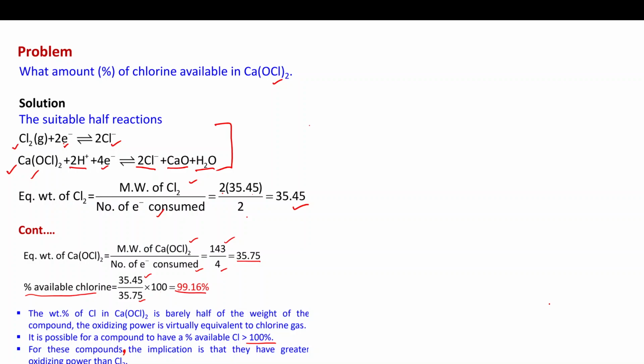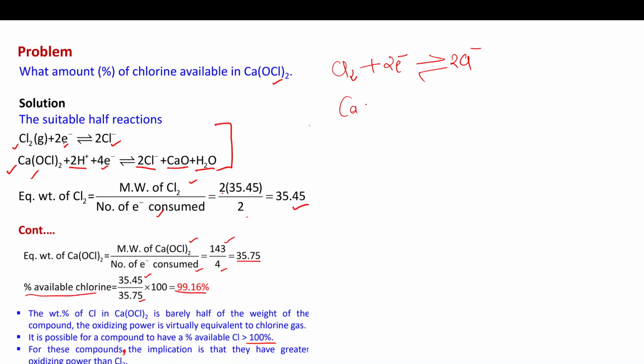Yeah, so this is a question on the same. What is the amount in percentage of chlorine available in CaOCl2? So let's solve this question. First you need to write the balanced equation. So this would be the equation for chlorine.